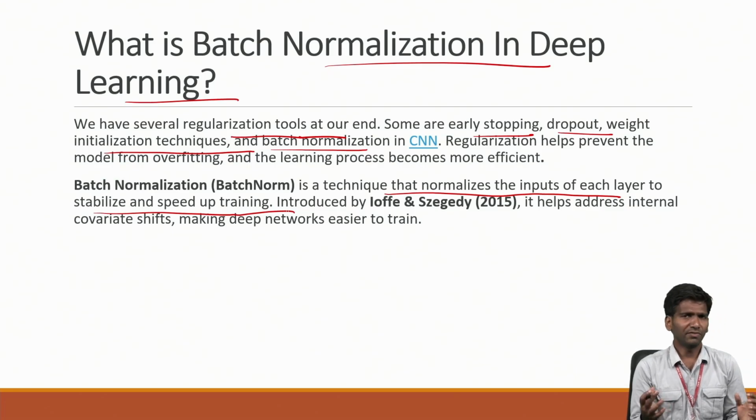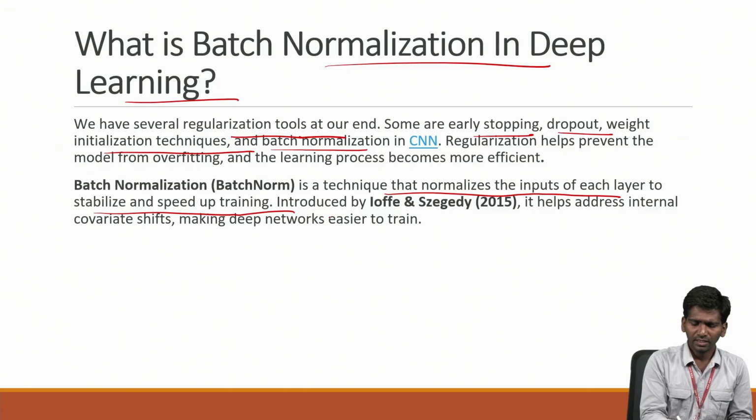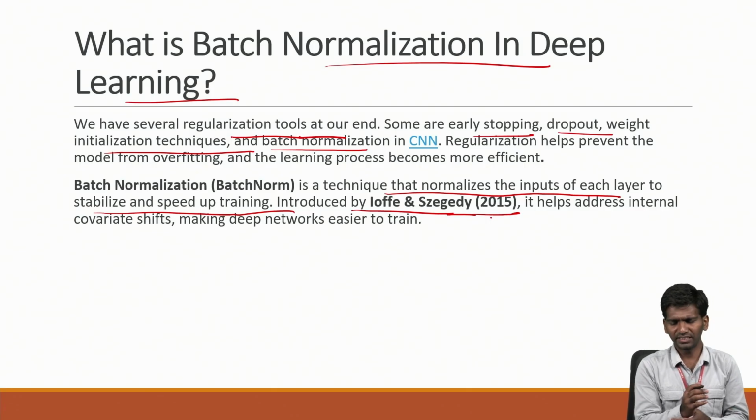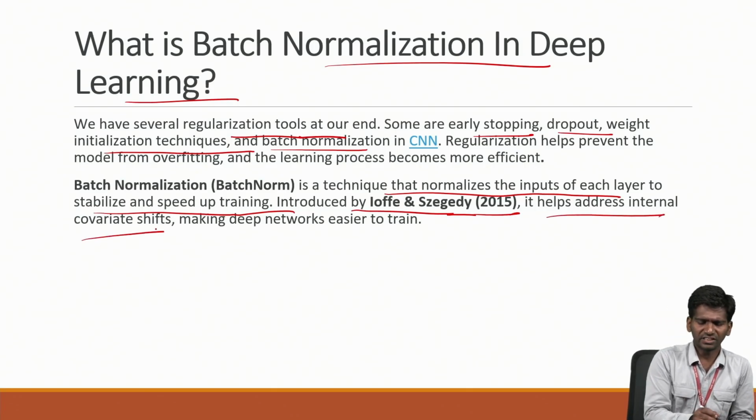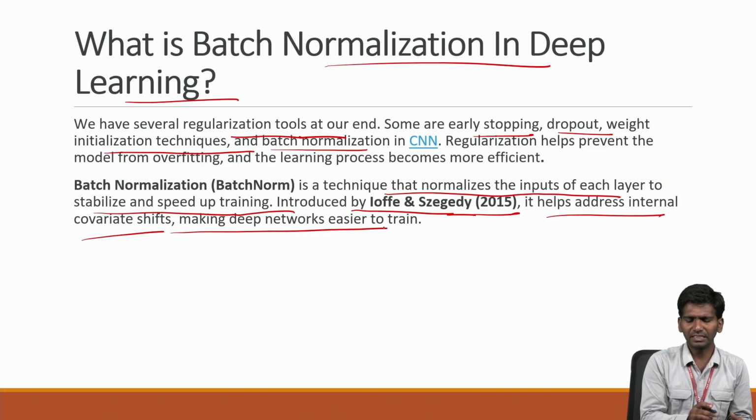Why are we constraining all the inputs, like 1.8, 1.6, 2.5, to between two intervals, 0 to 1 or 0 to 1.5? In order to speed up the training. It was introduced by Ioffe and Szegedy in 2015. It helps us address internal covariate shift, making deep neural networks easier to train.